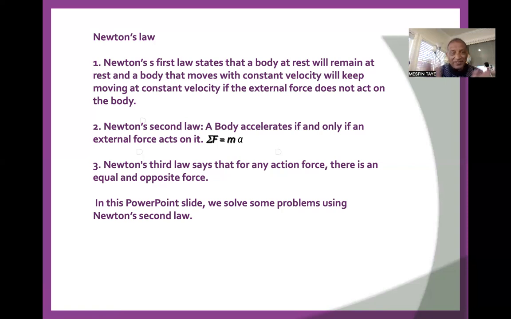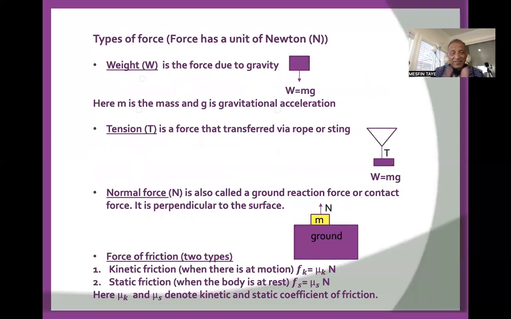But before that, let me discuss what types of force we have in mechanics. First of all, force has a unit of Newton. Newton is the unit of force. We have discussed force many times. There are different types of force. One is weight. Weight is a type of force, and weight is due to gravity.